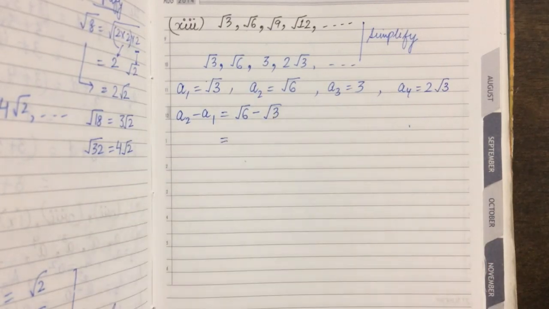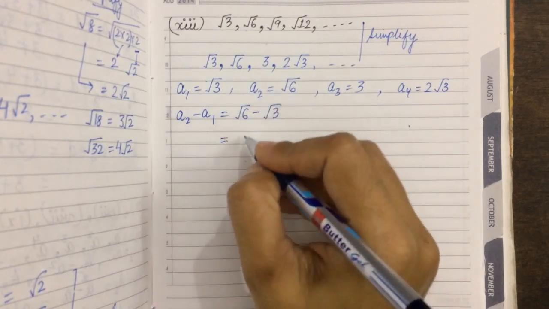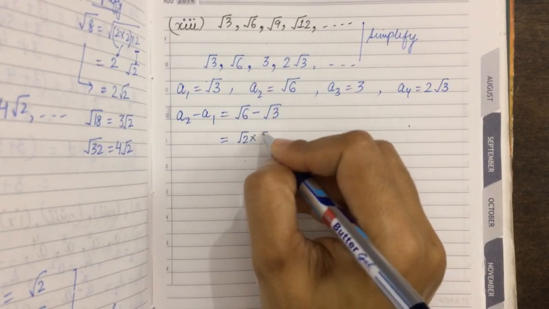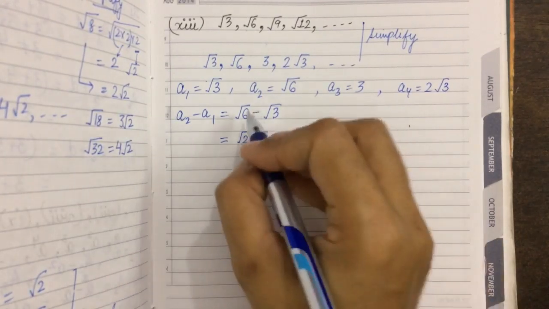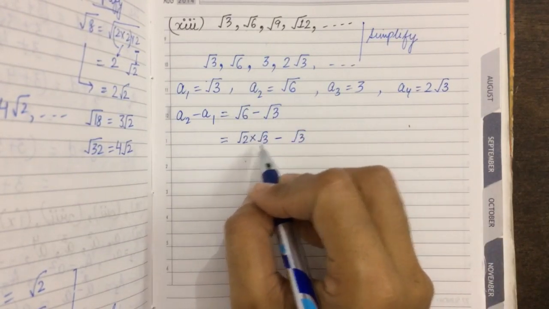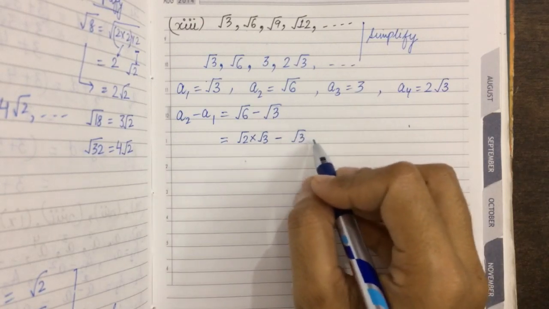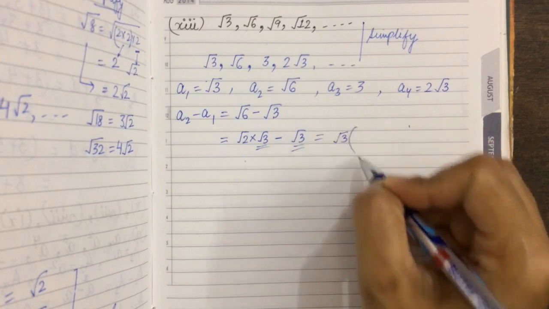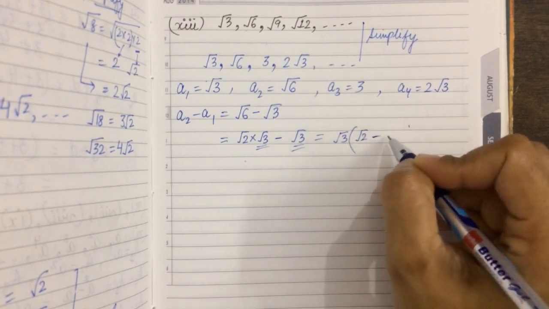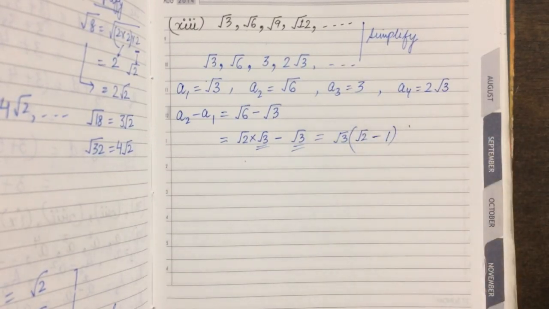So what you can do here is factorize and then write down the difference. Under root 6 can be written as square root of 2 multiplied by square root of 3, and under root 3 as such. From here, root 3 is common. And in the brackets, you'll be left with root 2 minus 1.